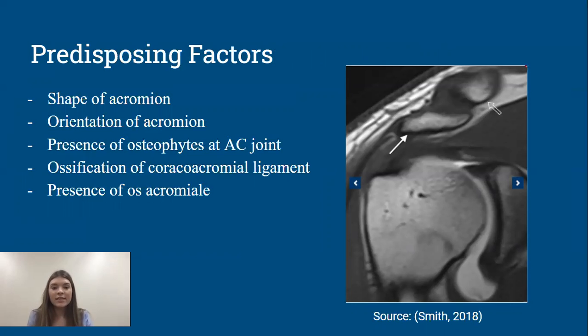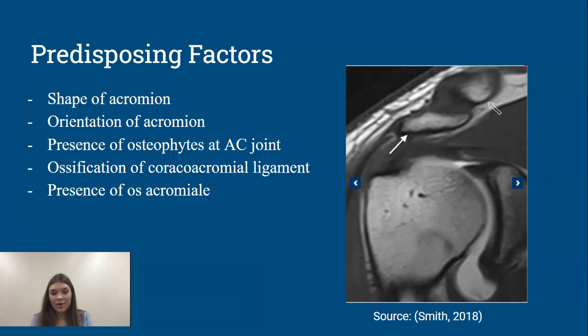I wanted to discuss some of the predisposing factors to subacromial impingement syndrome. You can see some predisposing factors listed here, beginning with an abnormal shape of the acromion, an abnormal orientation of the acromion, presence of osteophytes at the acromioclavicular joint, which is also known as the AC joint, ossification of the coracoacromial ligament, and also presence of os acromiale.